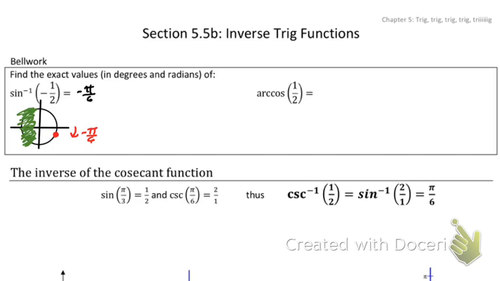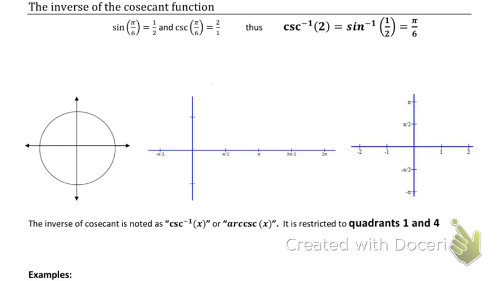All right, for cosine inverse of 1/2, we're locating on our unit circle where cosine equals 1/2. Cosine equals 1/2 at pi over 3, so the answer to that one is pi over 3. All right, let's go right into this cosecant stuff.